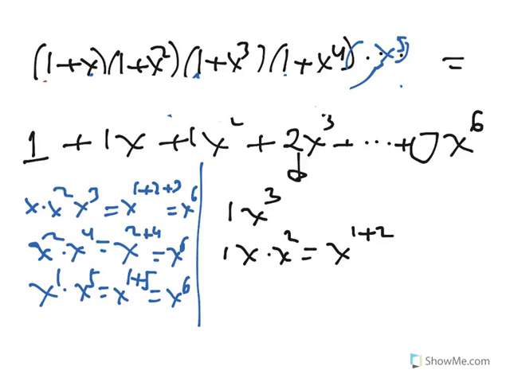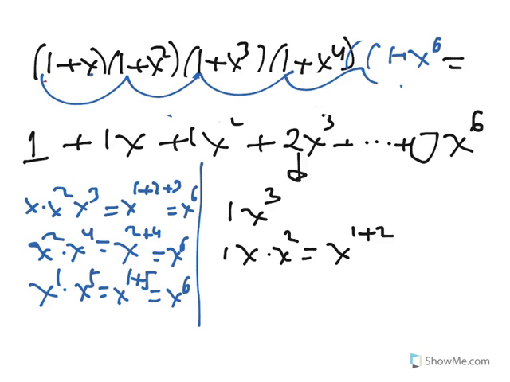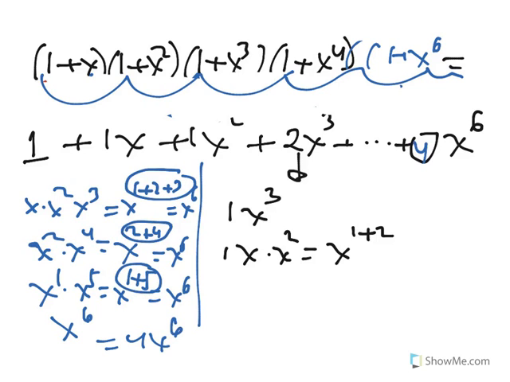And finally, if I use 1s, 1s, 1s, 1s, but somewhere down the road there's an x to the 6th, and I use that x to the 6th and use 1s from then on, I get x to the 6th. And this becomes 4x to the 6th, but notice that it's 4 because there are 4 ways to write 6 as a sum of unique integers.